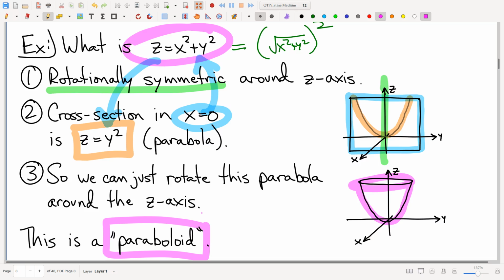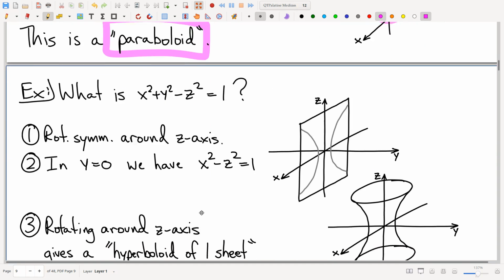And I think this is a lovely argument. We turned a hard problem into an easy problem effectively by this rotation and cross-section argument. We turned a question about an equation of 3 variables into kind of a flashback question about an equation of 2 variables where we already knew the answer. All right, let's see another example.